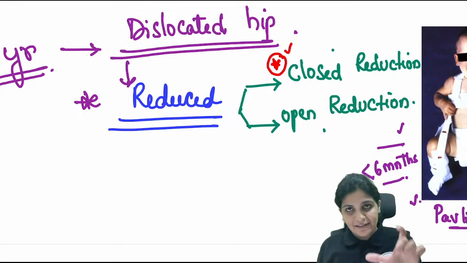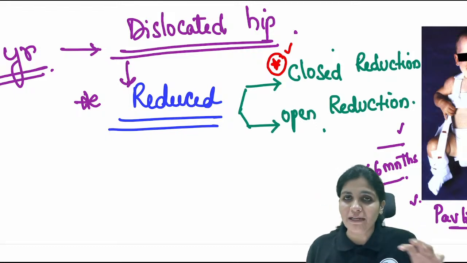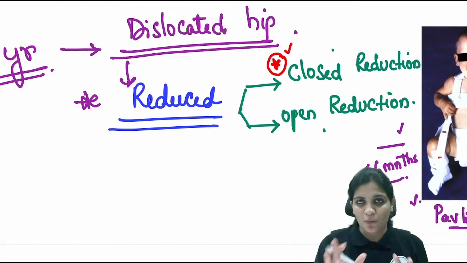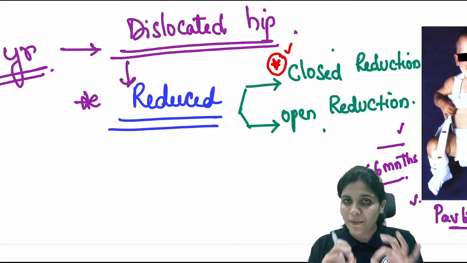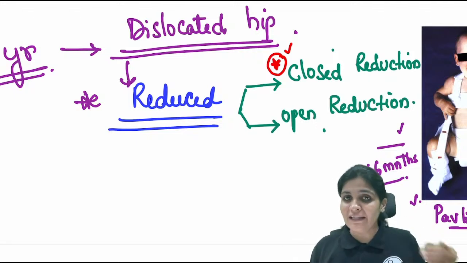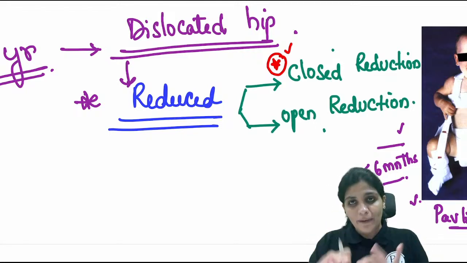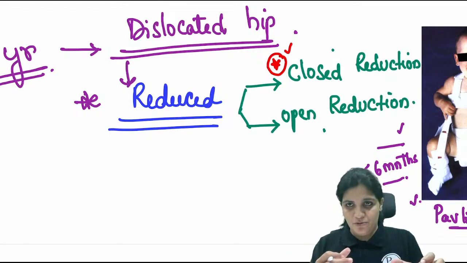So why am I asking this question? Because it might appear a very basic question for you, but a few people don't know the difference between closed and open. Closed is you don't open that particular thing. I mean, don't go to the hip joint. You just try the maneuvers from the outside and reduce. When you fail closed reduction, then you go for open reduction. Open meaning you cut open the joint and then you reduce, right?